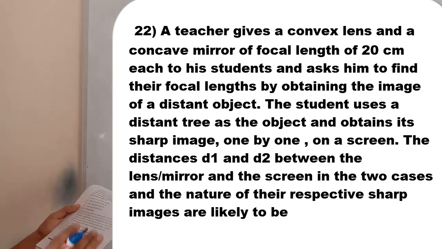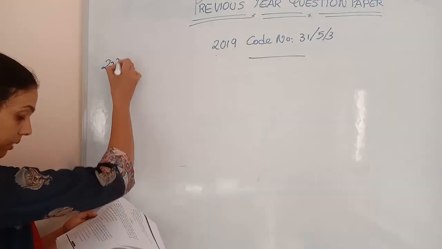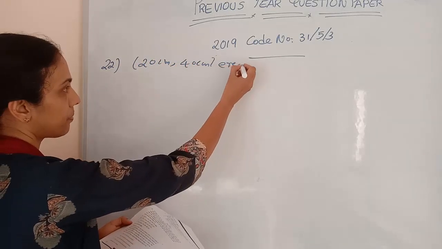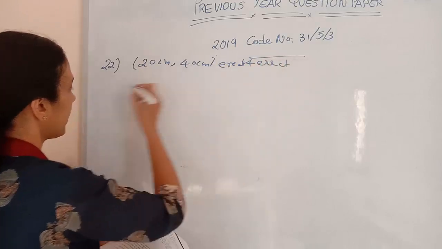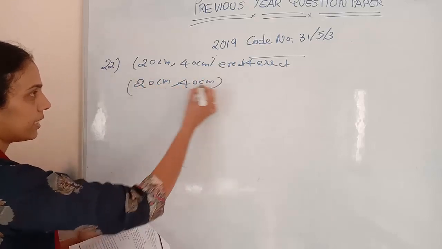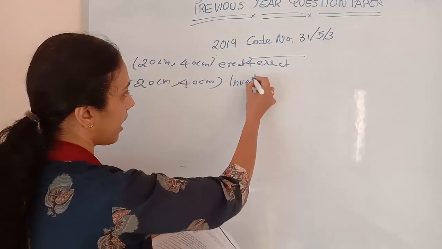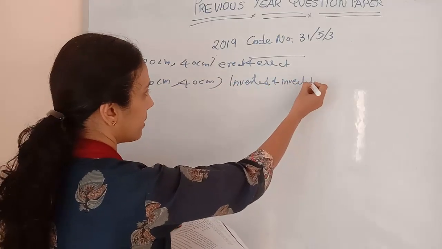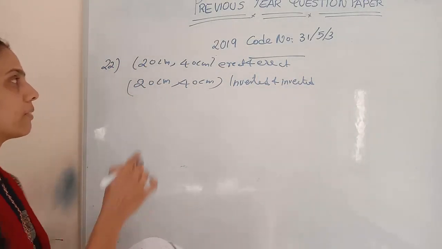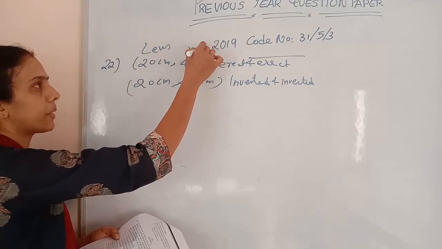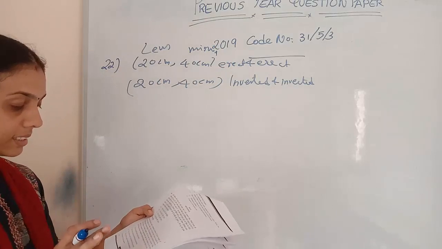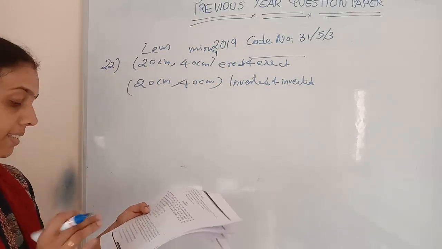Okay, so the answer options are given. This is for the 22nd one: first is 20 centimeter, 40 centimeter, erect and erect. Next is 20 centimeter, 40 centimeter, inverted and inverted. Both are inverted images only, for lens and mirror. First one is for lens and this is for mirror. Okay, a teacher gives a convex lens and a mirror of focal length 20 centimeter, and so what will be the answer? That only it is asking.